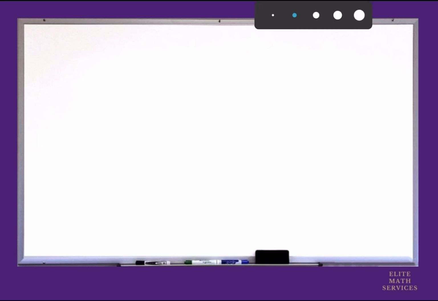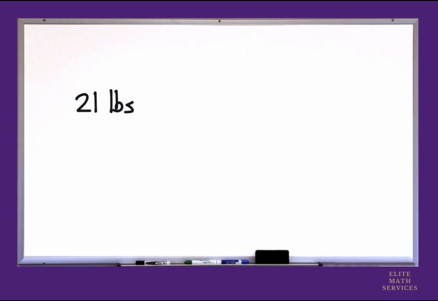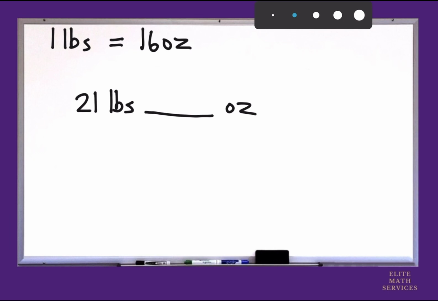Now the next problem is we're going to convert a big unit to a smaller unit. So we're going to convert 21 pounds into ounces. Now remember, we must put our conversion. We need to figure out how many ounces are in 1 pound. We always must put that up at the top to remind ourselves. 1 pound is equal to 16 ounces.